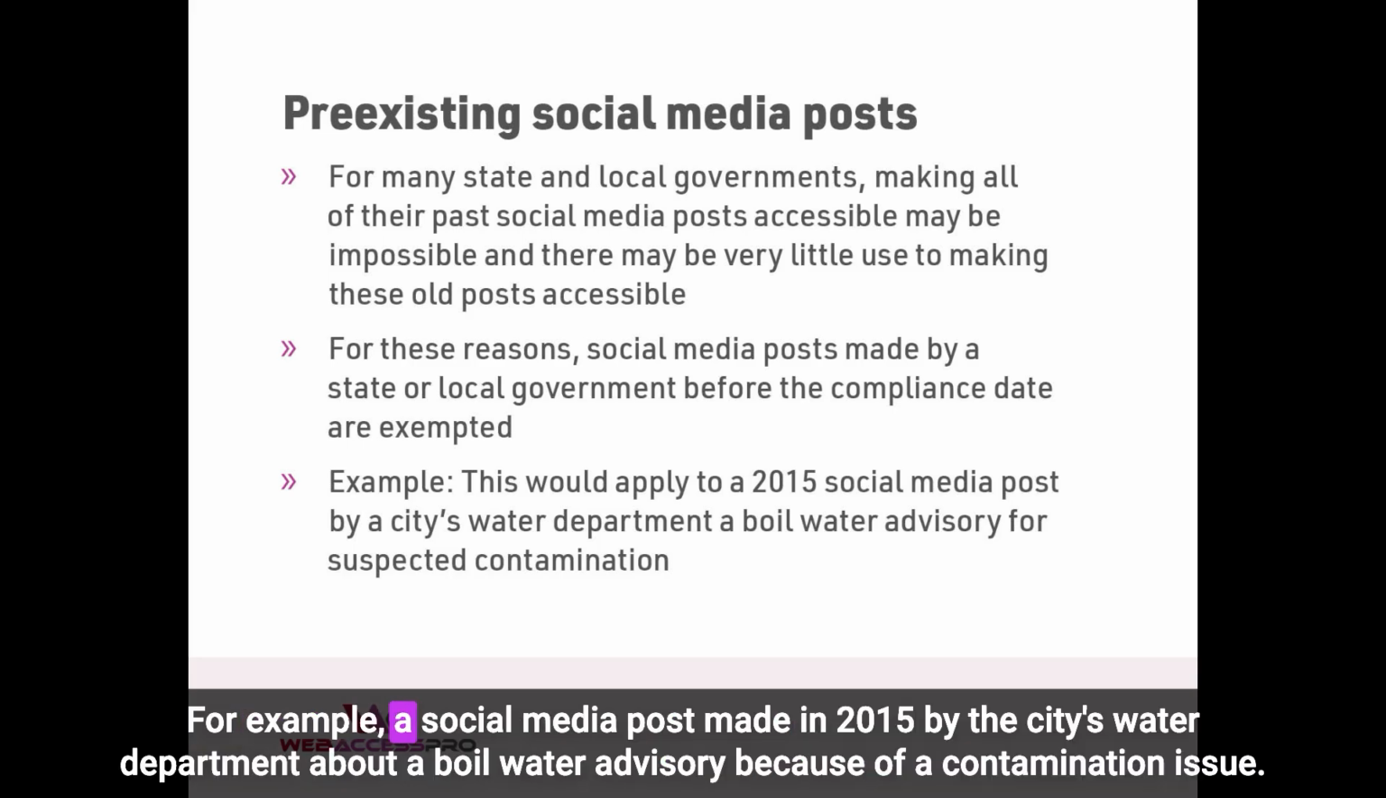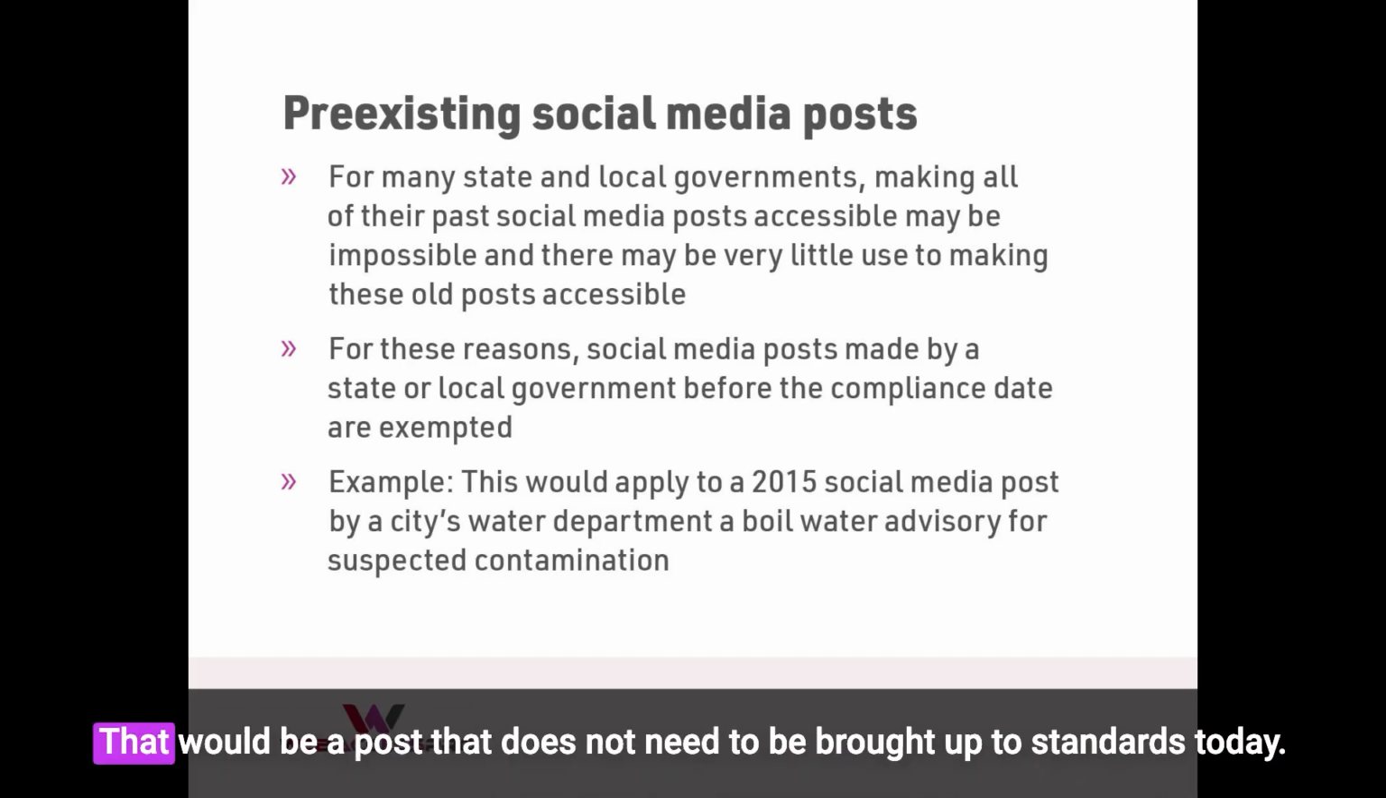For example, a social media post made in 2015 by the city's water department about a boil water advisory because of a contamination issue, that would be a post that does not need to be brought up to standards today.